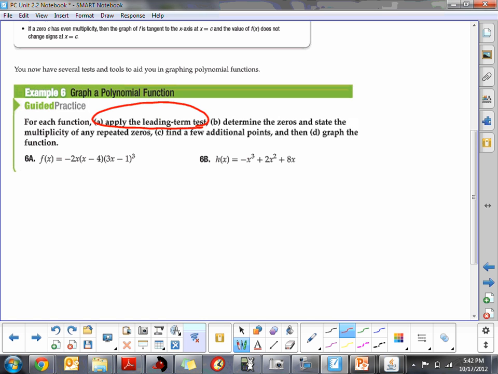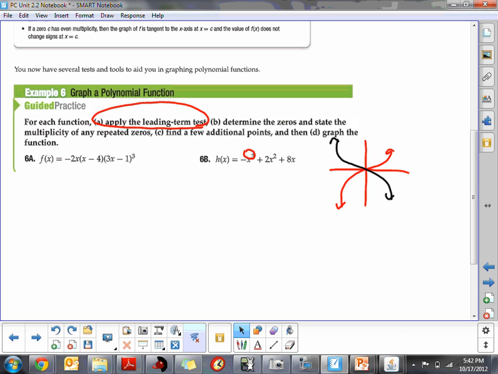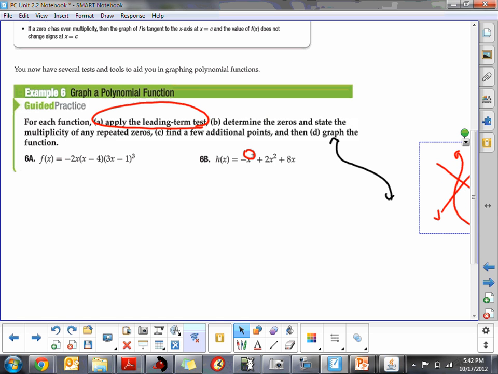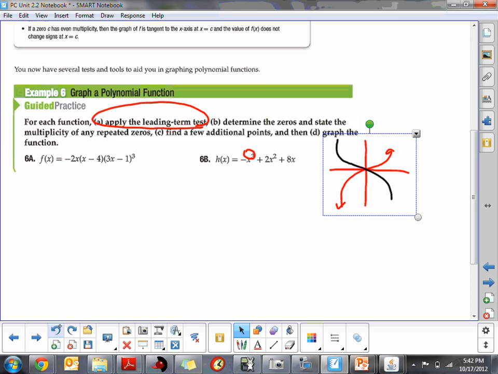So our leading term is cubed. As soon as I see cubed, I know it has to have an S shape. The next thing I look at, it's negative, so that means it's got to be a reflection across the x-axis, so now it's going to be more the shape of the black graph. So it really isn't the red graph it's going to be, it's going to be more like the black graph. Okay, so leading term test. We know the end behavior and we know the general shape of the graph. It's predominantly a cubic graph going from high to low.